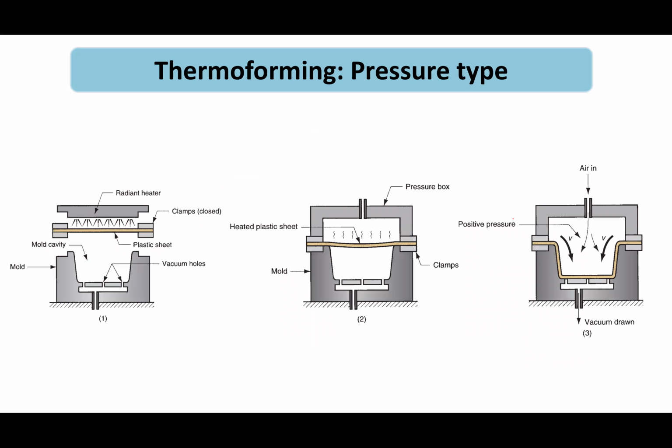Next one is pressure type. We have already seen this one. This step is the same for the pressure type. In this case, instead of applying vacuum, you use air pressure, okay, to get the desired output. Also, at the same time, you can use the vacuum method. Both of them you can use together or separately.